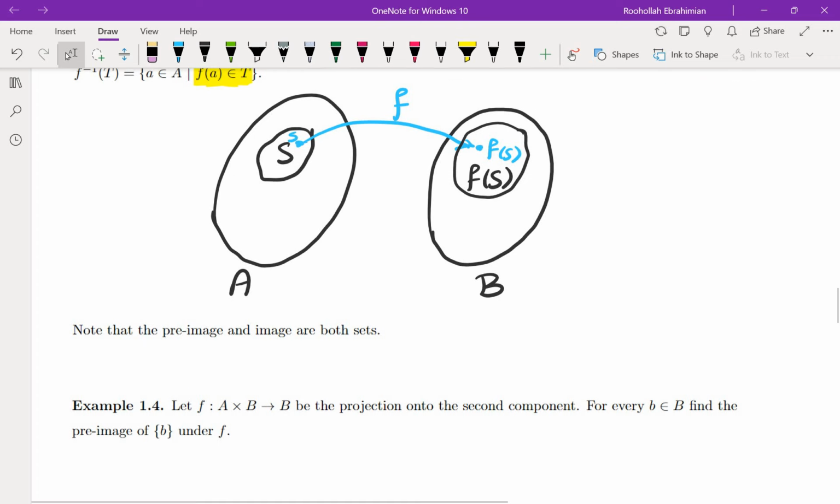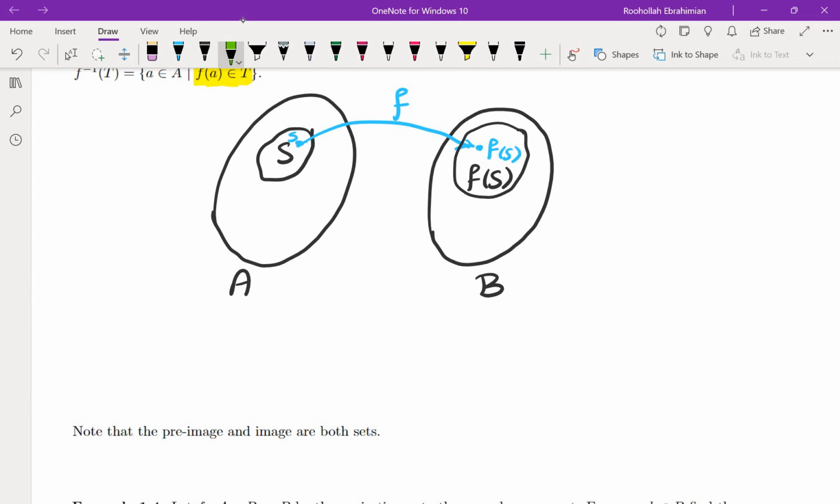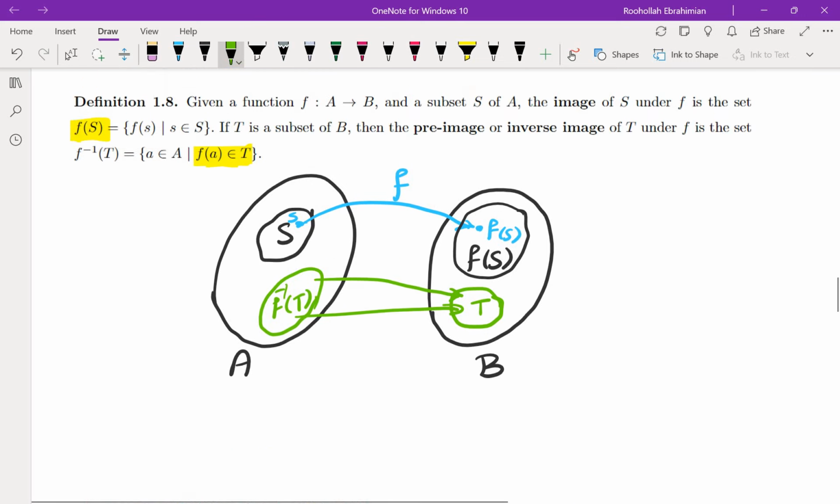Now if I want to find the preimage, I will have to take some subset here, let's say T, and then I'll have to see what are the elements that are mapped to this. Take all of those elements, that one is called F inverse of T. So everything that is mapped to something inside T. Notice that both of these two, preimage and image, are subsets. One of them is a subset of B, the codomain. One of them is a subset of A, the domain.